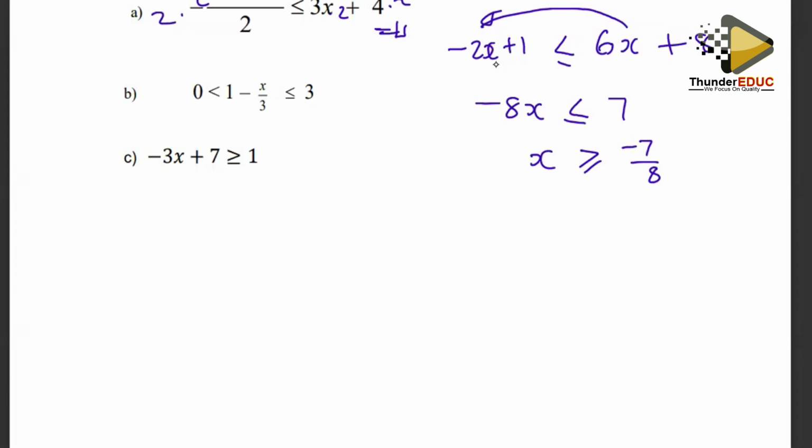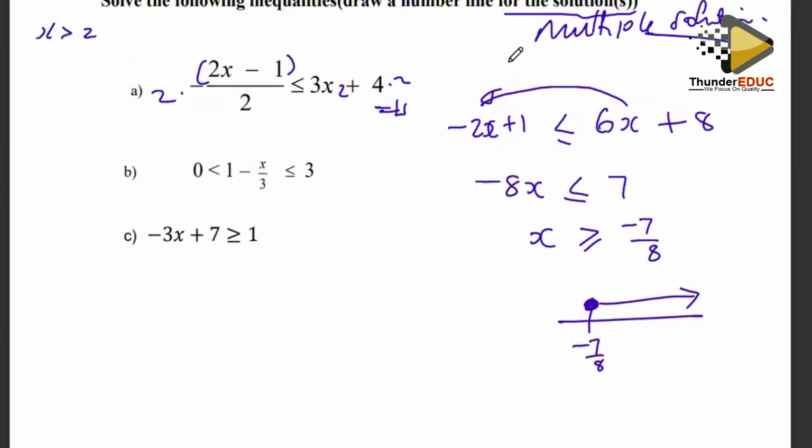Now, if I'm to represent this using a number line, I can have my negative 7 over 8, and then I'll have a dot that is closed, and then it will be moving just in that direction. So for such cases, they will tell us that x is an element of the real numbers, okay? It doesn't matter whether it's a fraction and so on and so forth. So that is how we would represent that.